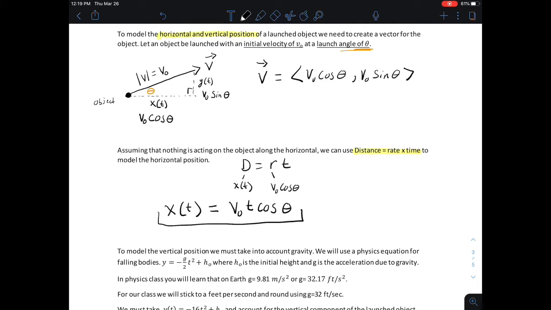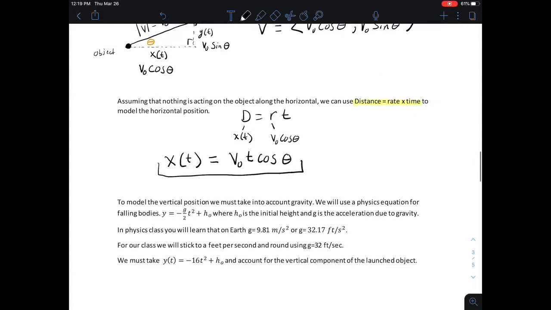Now, simultaneously, we also want to do the same thing for vertical position. But in order to do that, we're going to have to take into account gravity, because gravity is going to act on the object. We're going to use a physics equation where I can determine the vertical position of an object by looking at the acceleration due to gravity, which is g. It'll be negative g over 2 times t squared plus h naught, where h naught just stands for the initial height of the object.